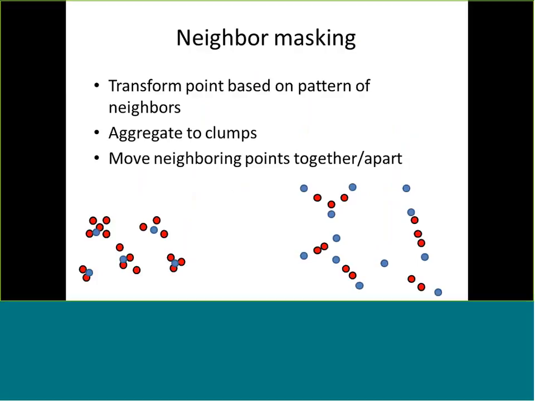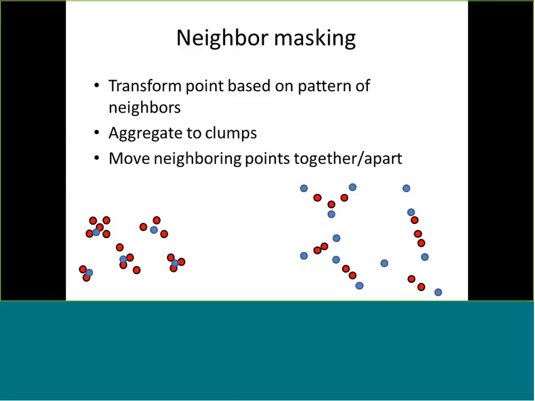Neighbor masking means transforming the points based on the pattern of neighbors. So this is sort of an aggregation effect. We can choose points such as on the left-hand side where we have the original points, the unmasked data in red. We can place a new point representing a cluster or an aggregation in the unmasked data and then assign the attributes to that point. Again, none of the blue points here represent an actual red point. They're all at new locations.